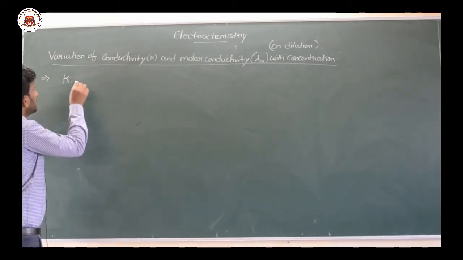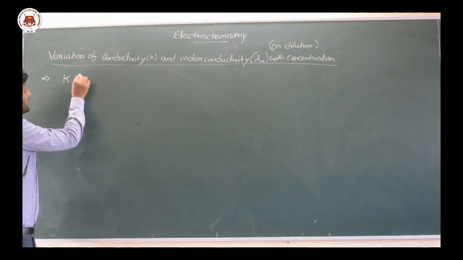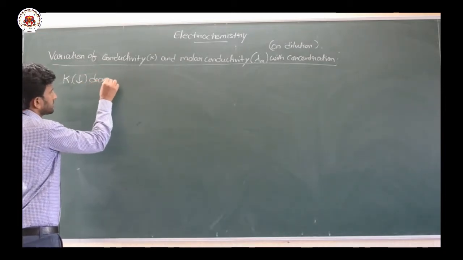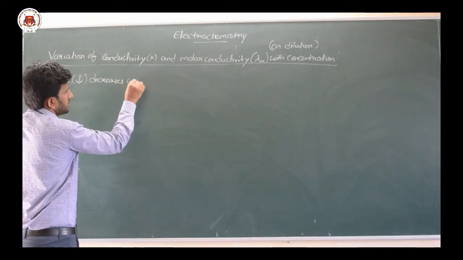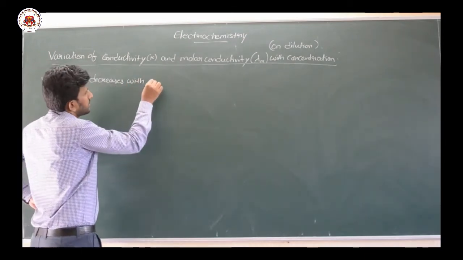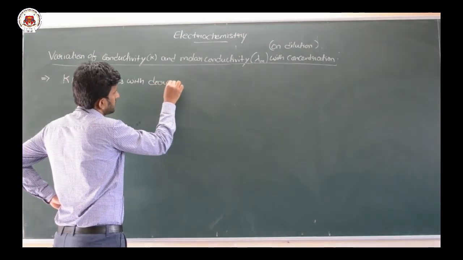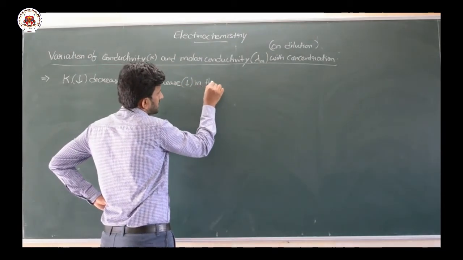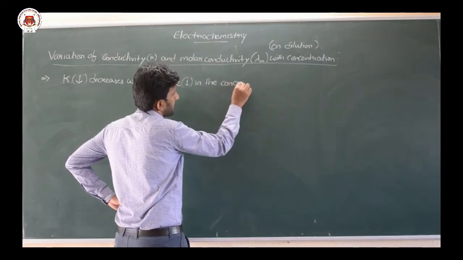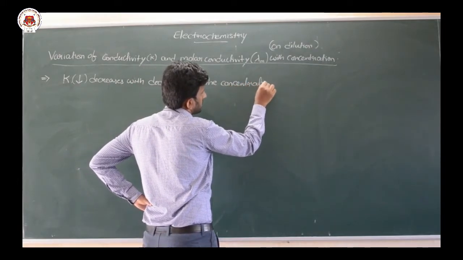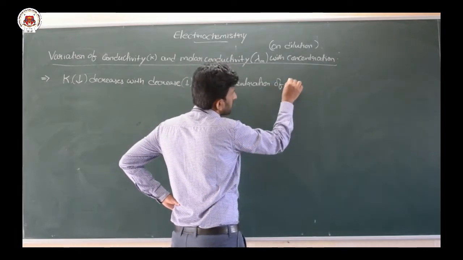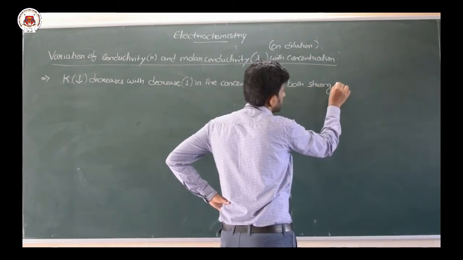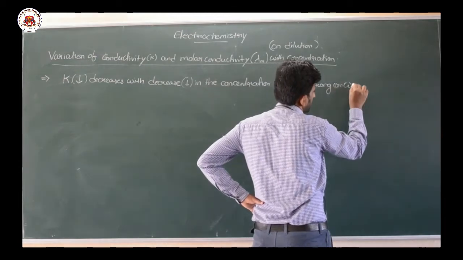K value, that is conductivity, decreases with decrease in the concentration of both strong and weak electrolytes, or I can say strong or weak electrolytes.